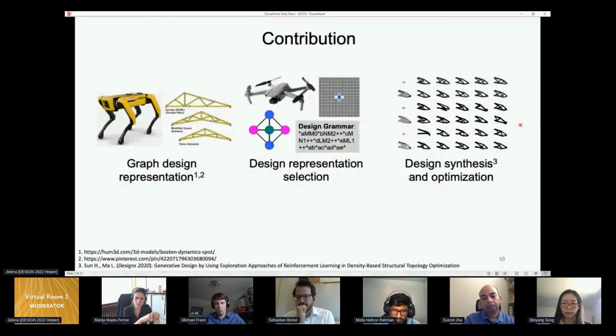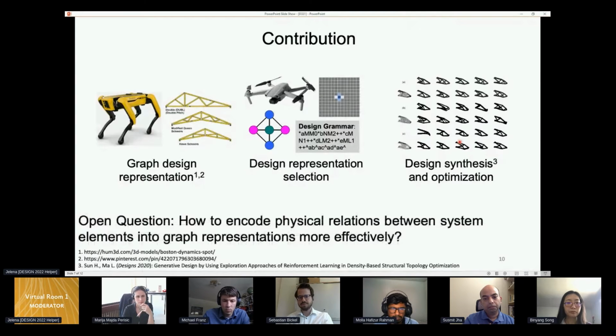It also contributes a CNN-based and a GCN-based regression models for accurate and fast drone performance prediction. The models can be integrated seamlessly into deep generative design models to facilitate automatic design synthesis and optimization. An open question remaining in this domain for future research is how to encode the physical relations between system elements into graph representations more effectively.